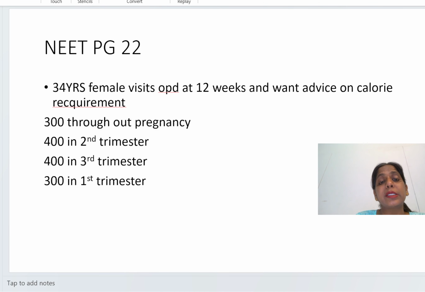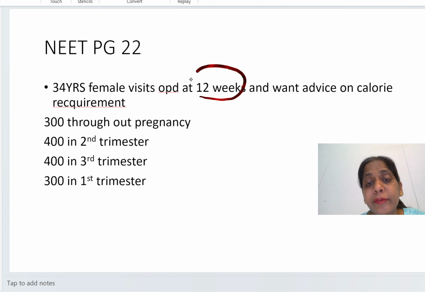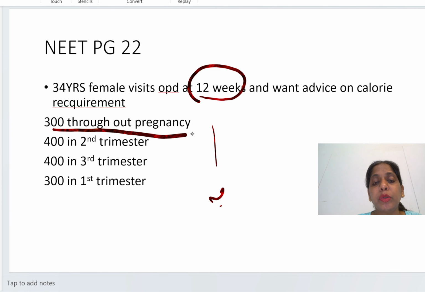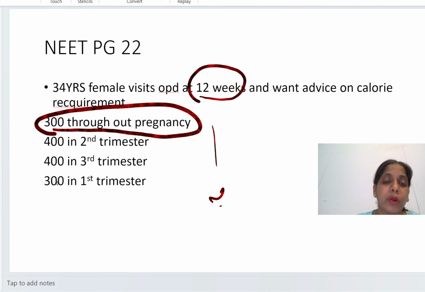This was a question asked in NEET PG 2022, that the female visits at 12 weeks. Now as per Williams, it is 12 weeks, and we should not add a penny of calories. So there was no option like 0 calories required, so we have to give that calorie. So it will be 300 throughout the pregnancy. No 400, 300 figures were not there in Williams.